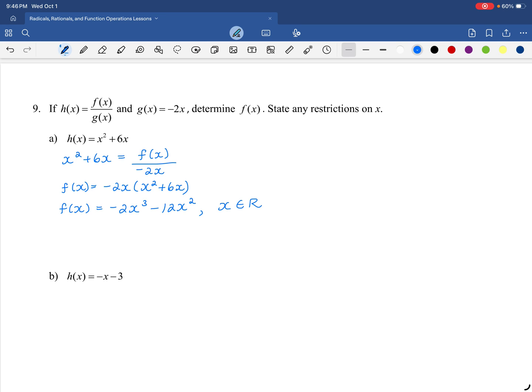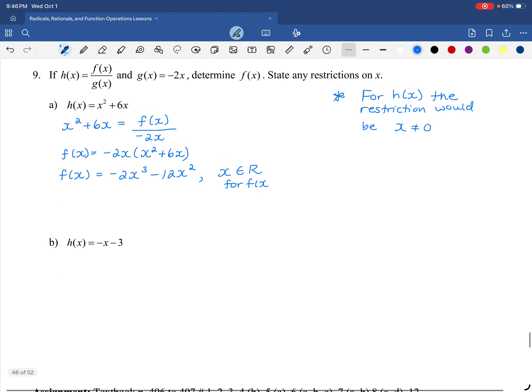Now, was there a restriction on the actual function h? Yes, function h would have a restriction because you would not be allowed to have that 0 in the denominator. So maybe I'll specifically say this is for f of x, but then we do want to make a little note over here. For h of x, the restriction would be x cannot be 0, because remember, you do have that denominator, that division by negative 2x. It wasn't very clear what the restrictions were for, so we'll make sure we indicate both.